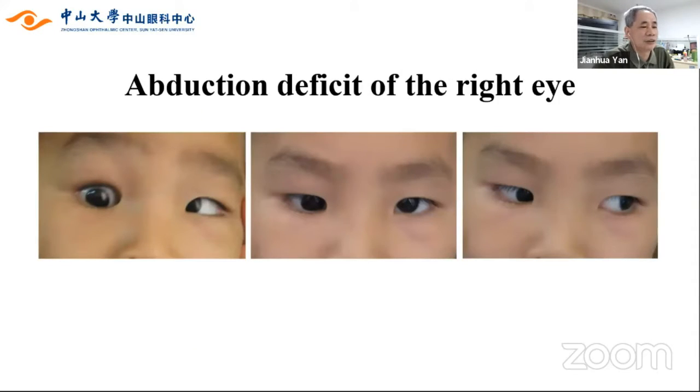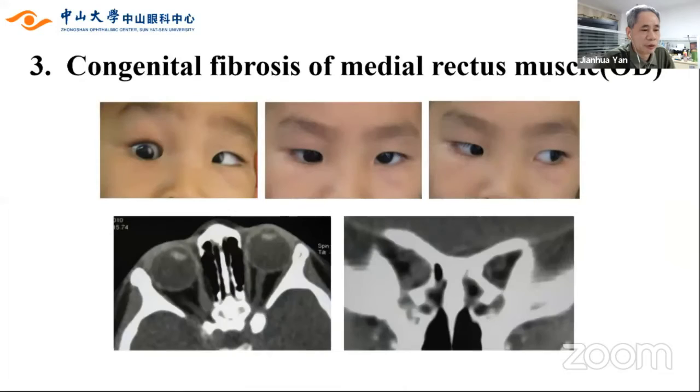Yeah, look at this child. He's about a 2-year-old boy. The abduction deficit of the right eye and the esotropia also. Yeah, look at the CT scan. The right medial rectus muscle is enlarged, and the force duction test shows restrictive force of abduction of the right eye. Yes, it is congenital fibrosis of the medial rectus muscle.